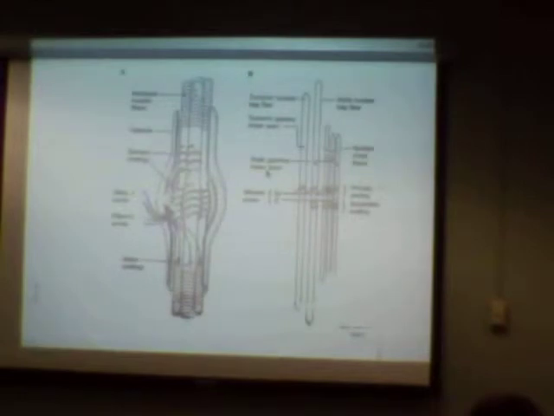Where are alpha motor neurons in this picture? They go to my extrafusal fibers, of course, right? They go to the biceps that this is sitting in. See, alpha motor neurons go to your normal muscle. Your gamma motor neurons go to your intrafusal fibers. Alpha motor neurons go to extrafusal fibers.